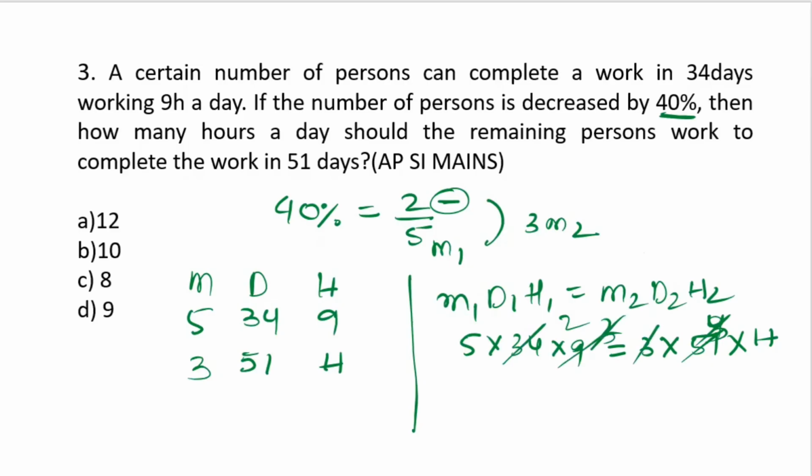Next, 3 threes are 9, and this 3 and this 3 cancel. So in total it is 5 into 2 left, hours. So H is equal to 10 hours. Hope you have got the same answer. That is 10 hours they require, the number of hours they're asking. So I'll go to the next question.